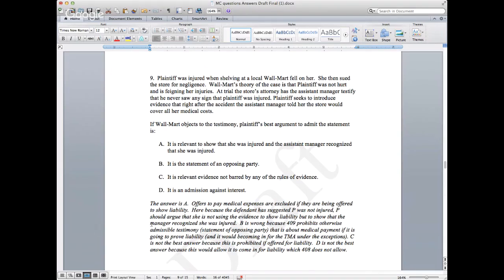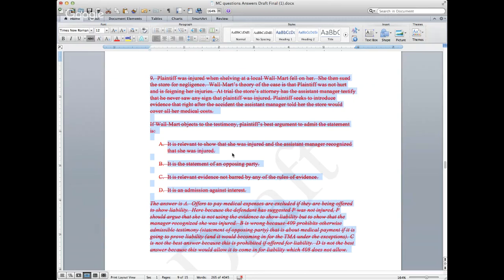All right, moving on to question 9. Going right to the call of the question: if Walmart objects to the testimony, the plaintiff's best argument to admit the statement is... But we're going to skip question 9, because I remember the Walmart question is about offer to pay medical expenses, which was not on our exam, so I'm not going to waste your time going through it.